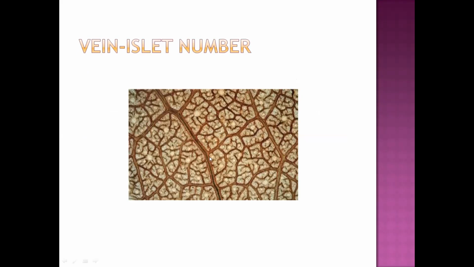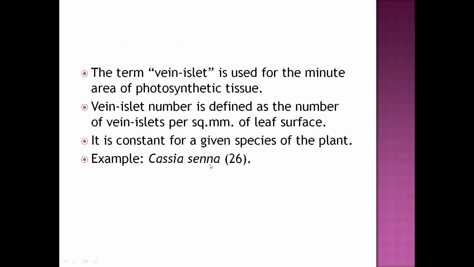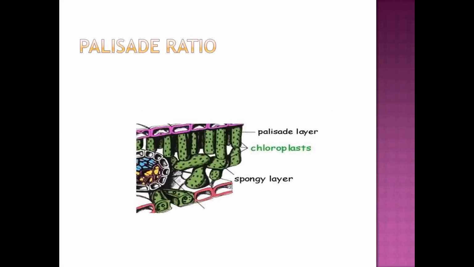You can calculate this, and it is also constant for a given species of a plant. For example, Cassia senna has a vein islet number of 26. Then comes the palisade ratio.